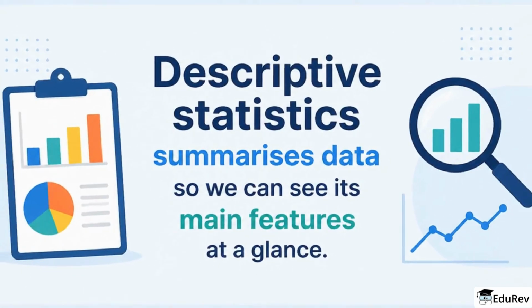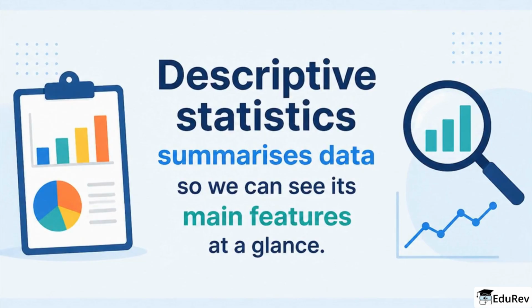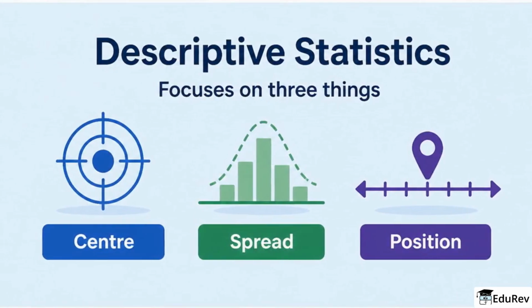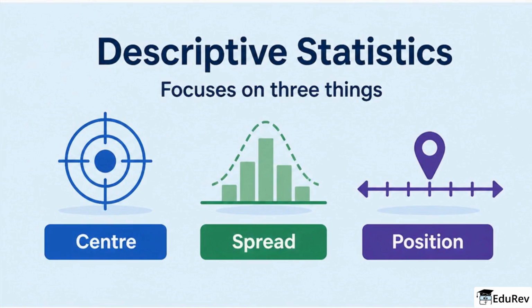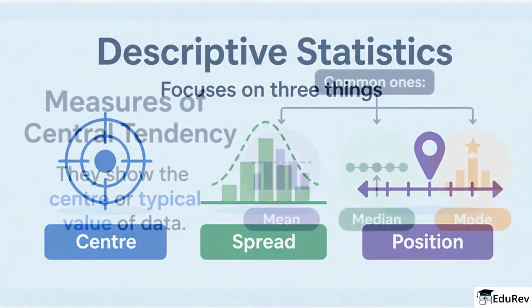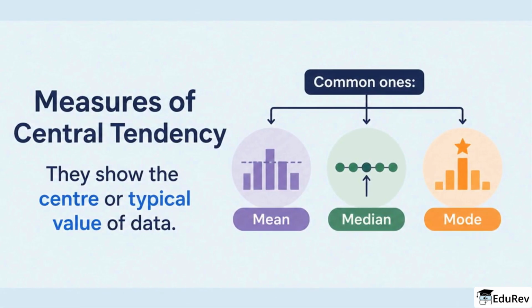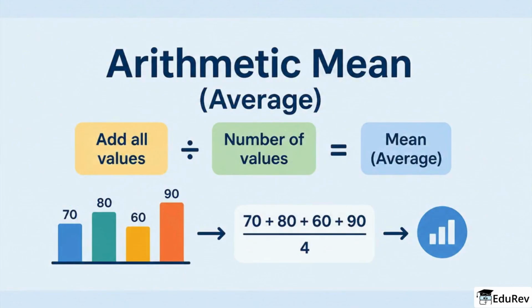Descriptive statistics summarizes data so we can see its main features at a glance. In descriptive statistics, we look at three things: center, spread, and position. Measures of central tendency tell us the center or typical value. Common ones are mean, median, and mode. The arithmetic mean or average is the sum of all values divided by the number of values.